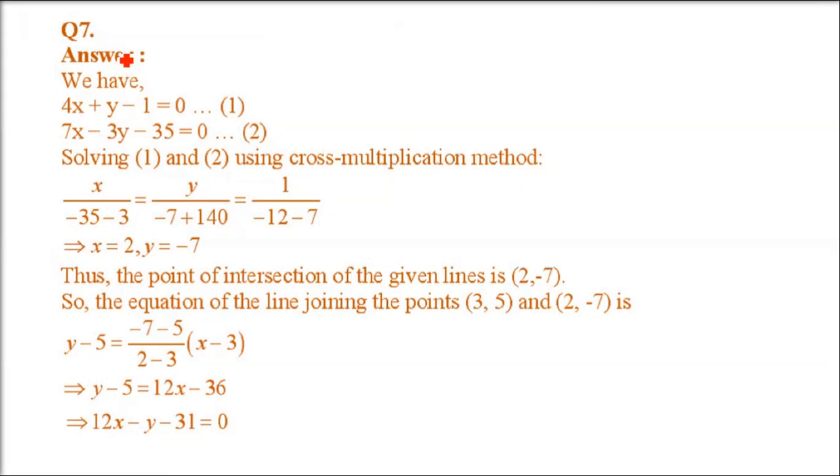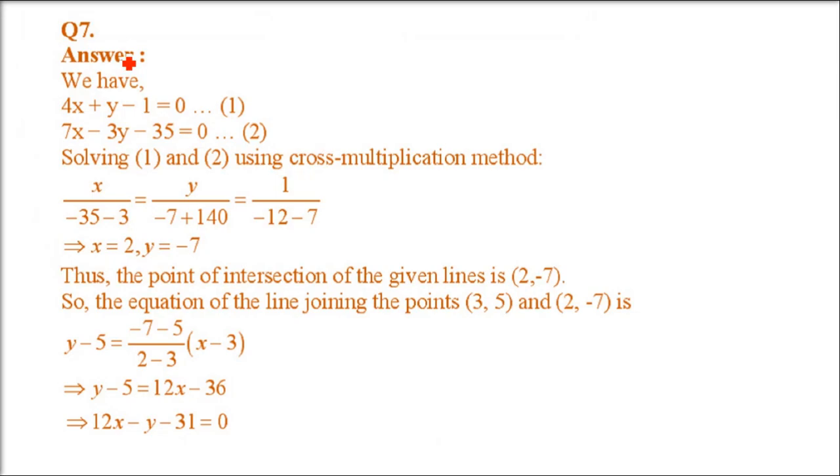Question number 7. Find the equation of the line joining the point (3, 5) to the point of intersection of the lines 4x + y - 1 = 0 and 7x - 3y - 35 = 0. So we have already done a question like this. So these two are the lines.